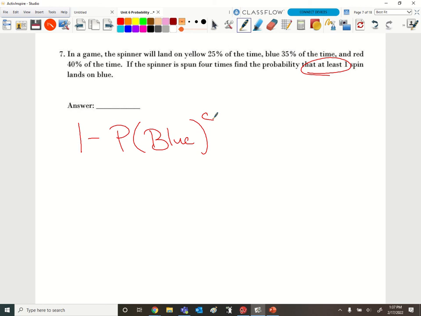All right, so we're going to do the probability of this. The at least one makes my formula like this: 1 minus the probability of the complement to blue, or not blue. So what's blue in the first place? 35%. So what's the complement to the 35? 65. I take it away from 100, so it's going to be 65 over 100. And how many times am I spinning this? 4 times, so I keep doing it.